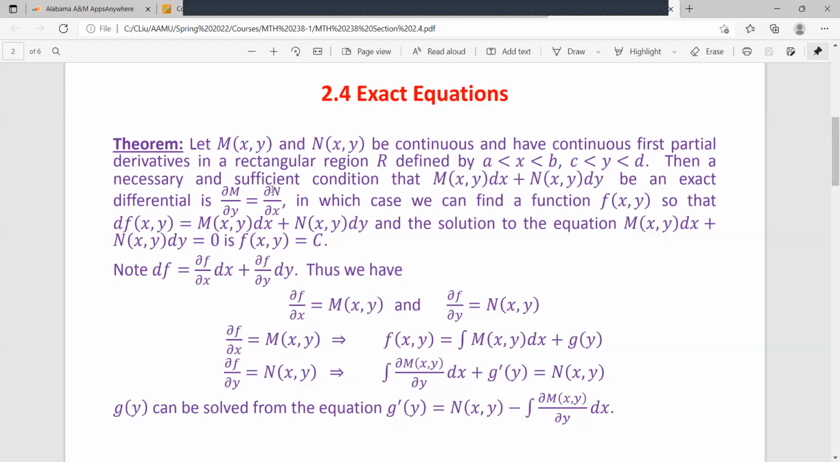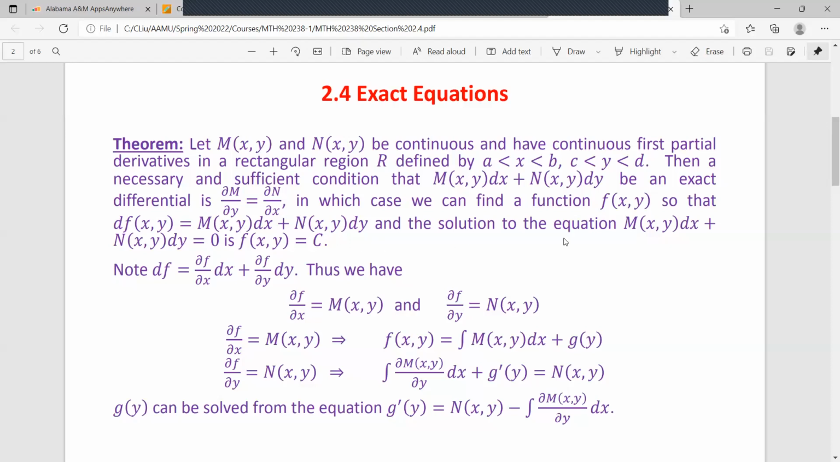So the key is whether these two partial derivatives are the same. So in that case, we can find this function f so that df equals M dx plus N dy. Of course, because we know M dx plus N dy is an exact differential, then you can find the function f so that df equals M dx plus N dy. Okay, that's the definition of exact differential. All right.